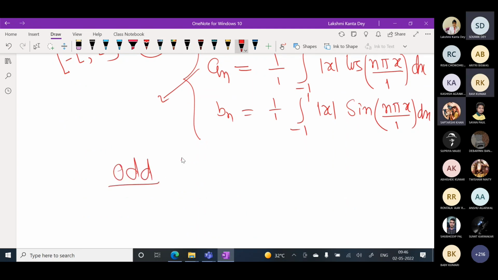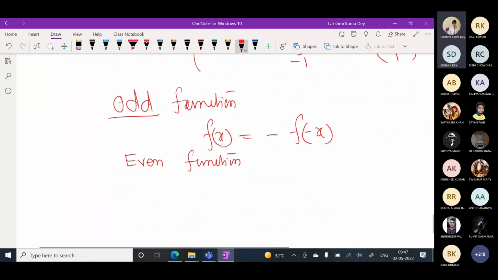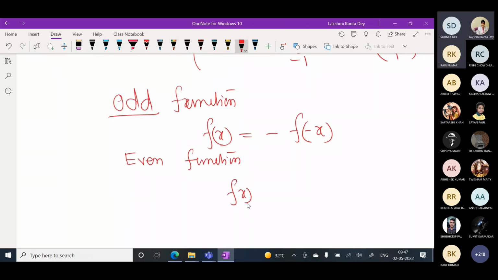For an odd function, f of minus x is equal to minus of f(x). And what is the definition of an even function? f(x) is equal to f of minus x. They will be equal. Very good.